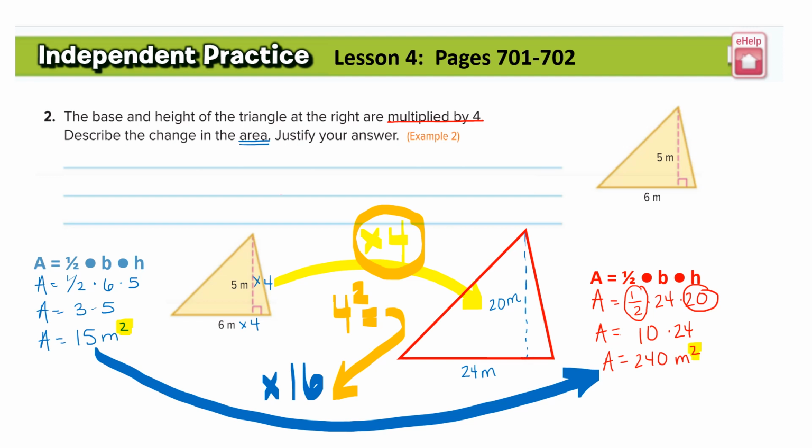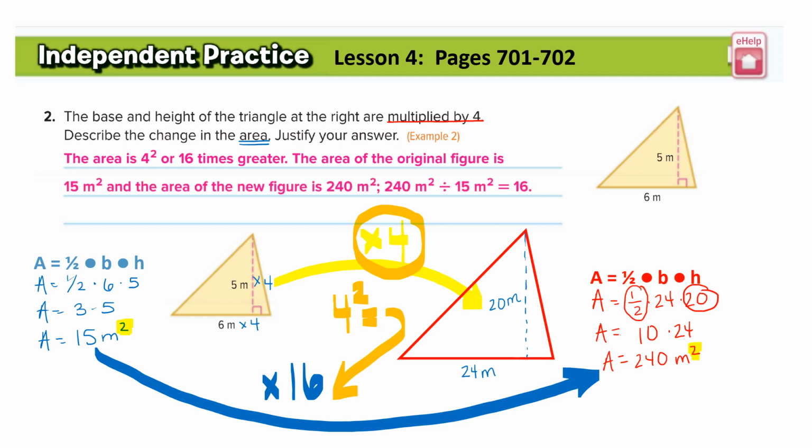Well, area is a square unit, so we have to square the factor of enlargement. So if we enlarge something by a factor of 4, we have to do 4 squared to find the new area. The area is 4 squared, or 16 times greater. The area of the original figure is 15 meters squared, and the area of the new figure is 240 meters squared. 240 meters squared divided by 15 meters squared equals 16.